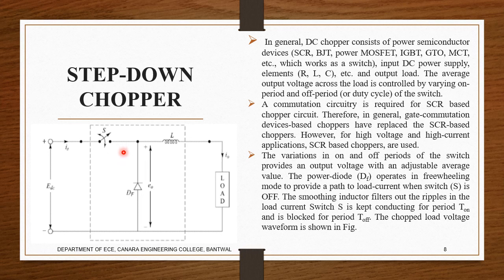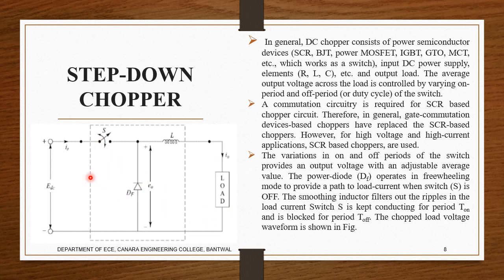A commutator circuit is required if we are using the SCR as a switch in an SCR chopper based circuit. In general, gate commutation device based choppers have replaced SCR based choppers. However, for high voltage and high current applications, SCR based choppers are usually used. The variation in on and off period of the switch provides an output voltage with an adjustable average value.